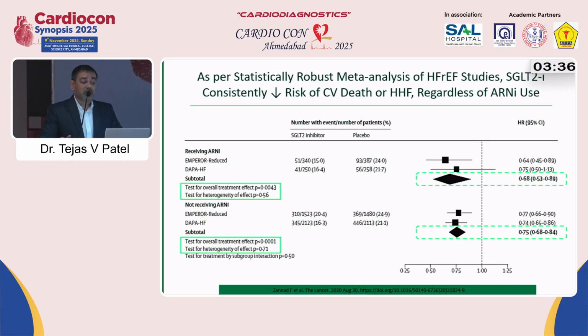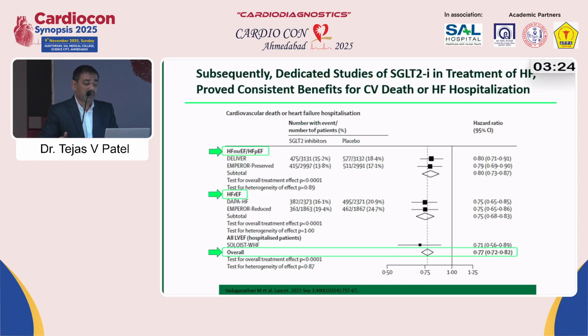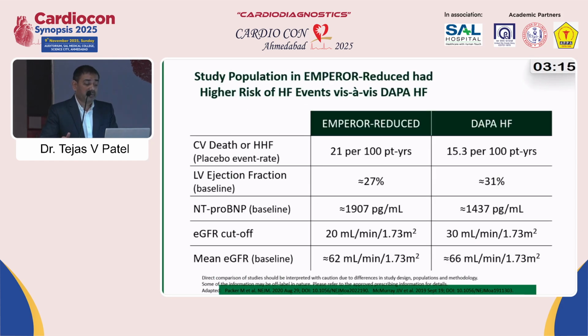As per the statistically robust meta-analysis, again the risk of CV death and HHF was reduced irrespective of even ARNI use. So it's one of the main pillars irrespective of the other pillars when we use it for heart failure. And now it has been found to be useful for the whole spectrum of heart failure therapy, and that has been statistically significant as well. Now there is no head-to-head comparison between these two molecules as such.